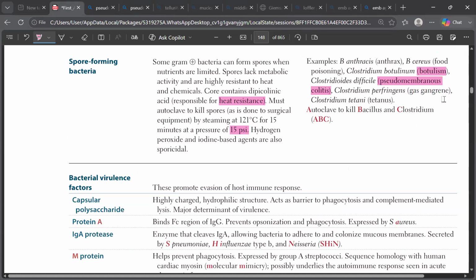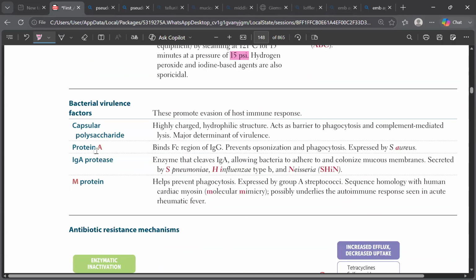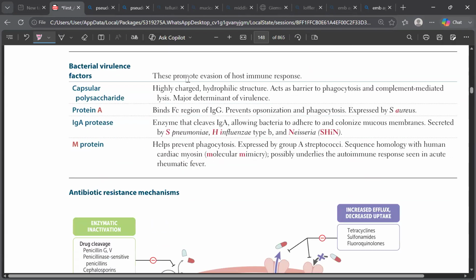Clostridium tetani causes tetanus. And all these Clostridia and these Bacilli can produce spores. Autoclave to kill Bacillus and Clostridium: ABC. And then we have bacterial virulence factors. These promote evasion of host immune response.